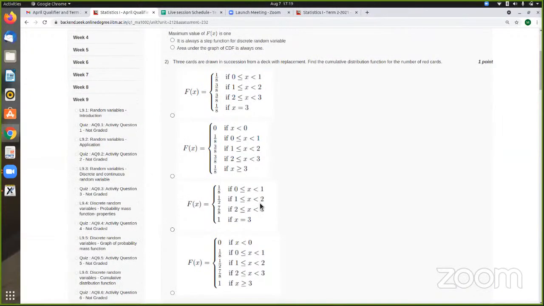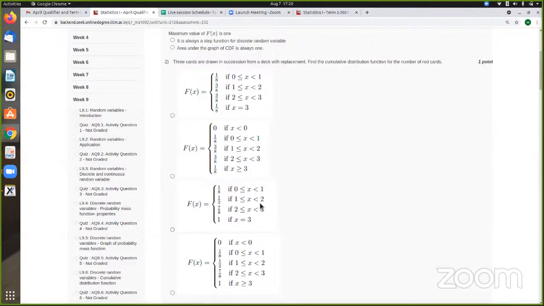I first try to find the probability of drawing a red card from the pack of cards. So what would be the probability of getting 0, 1, 2, and 3 red cards? First try to find your random variable. So what is your random variable?